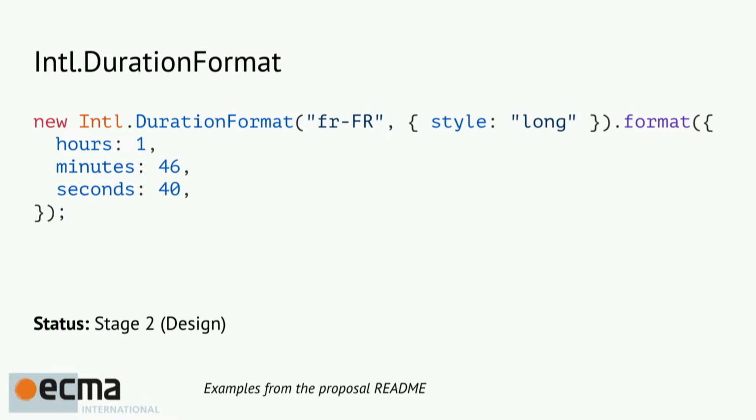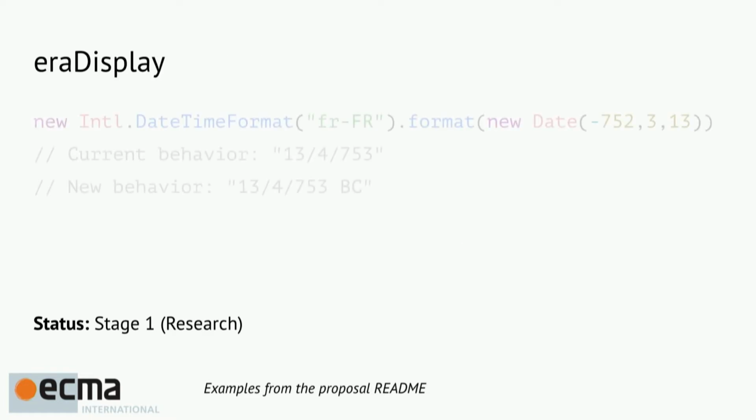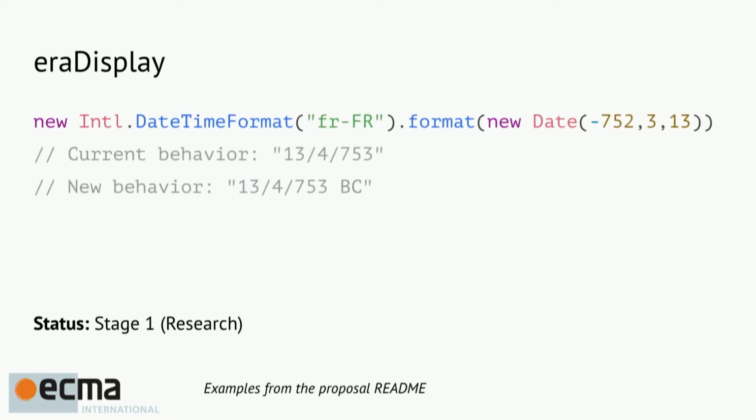And so here you can see duration format, being able to format durations of time for a given locale. You can do era display, so going through and knowing what era is part of it. And so this is more of the stage 1 research phase of things. During this time, we still have open questions about how things should work and what it should look like whenever it gets implemented.